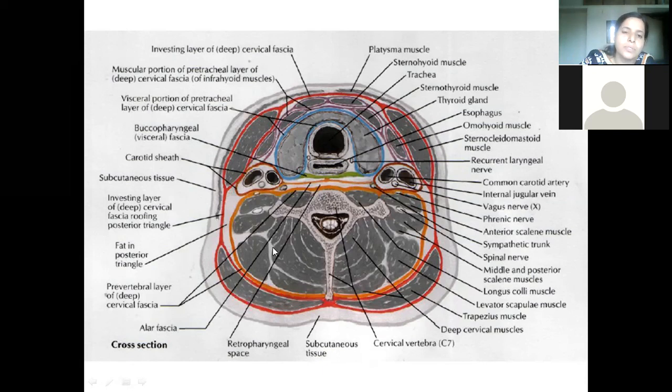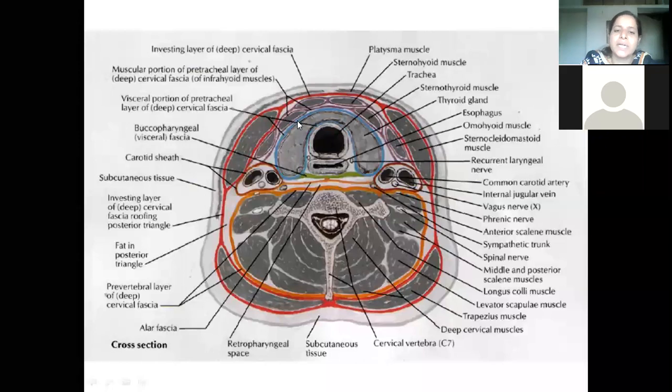Okay. So this red fascia you are finding is the investing layer of deep cervical fascia. This investing layer is actually splitting to enclose the sternocleidomastoid and trapezius muscles. Okay. Surrounding the thyroid gland, we have the pretracheal fascia. Behind the esophagus, we have the buccopharyngeal fascia, and more behind you will have the pharyngobasilar fascia. So the names of the deep fascia of the neck I have just introduced. Once that question comes, we will take it as an essay question.